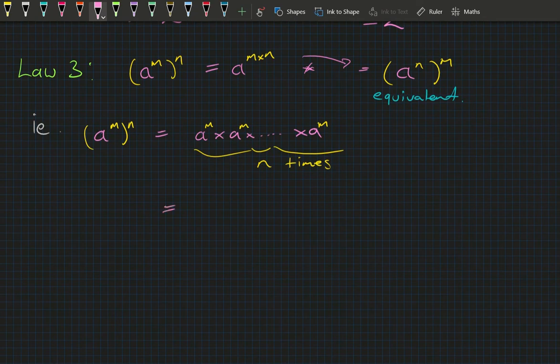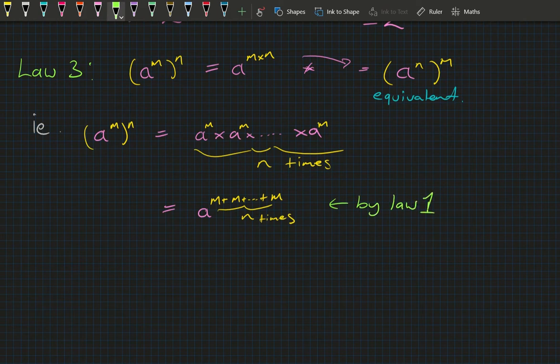So therefore, a to the m times a to the m, n times, is equal to a to the m plus n, n times. And here we're starting to draw a lot of connections, right? Because repeated addition is the same as multiplication, a raised to the power of m, n times, is equal to a raised to the power of m times n.